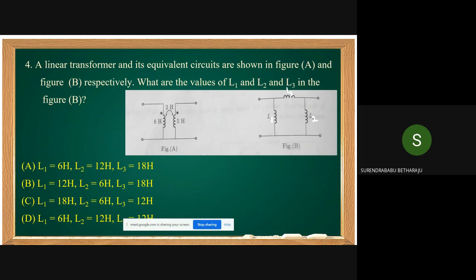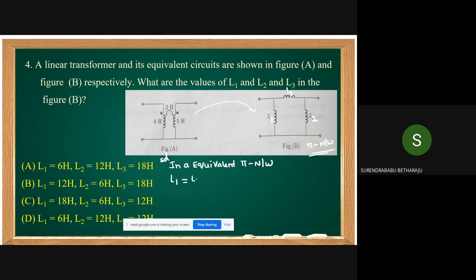Yes, friends. Then we are converting this into a pi network. In yesterday's class I explained the formulas for this. Once we convert this coupled circuit into an equivalent pi network, then what is L1, students? This formula is already given.